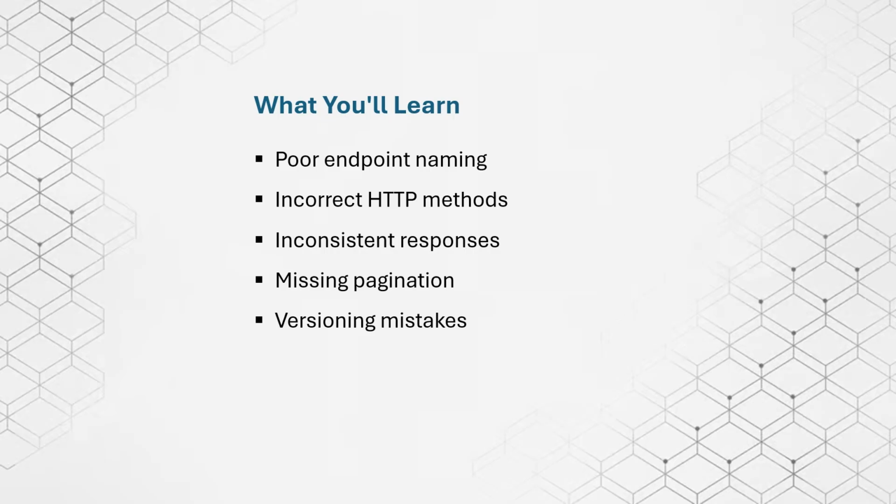First, we'll discuss endpoint naming and why resource-based URLs are generally easier to understand and maintain than action-based endpoints. Next, we'll look at proper HTTP methods and why using GET, POST, PUT, and DELETE correctly is important for building predictable APIs. We'll also discuss response consistency and how a standard response structure can make integration easier for front-end and mobile developers. Then we'll examine pagination and see why returning large amounts of data can hurt performance and scalability.